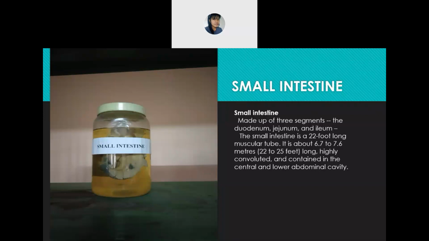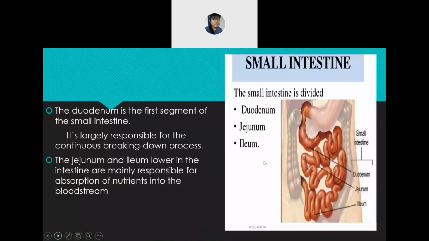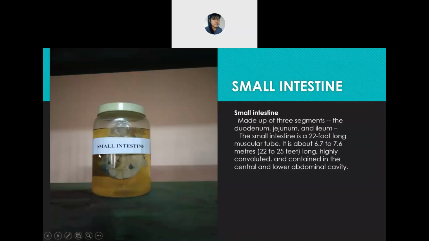Okay, let me show you. It is in the center of your abdominal side, as well as in the lower part. Did you understand? Duodenum, jejunum, and the ileum. So this is the specimen. Actually, it's covered up like this, so I can't show you everything very nicely, so I'm just showing it to you like this.